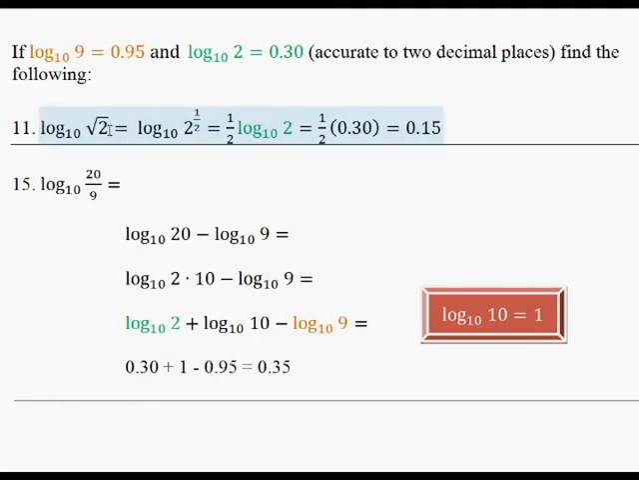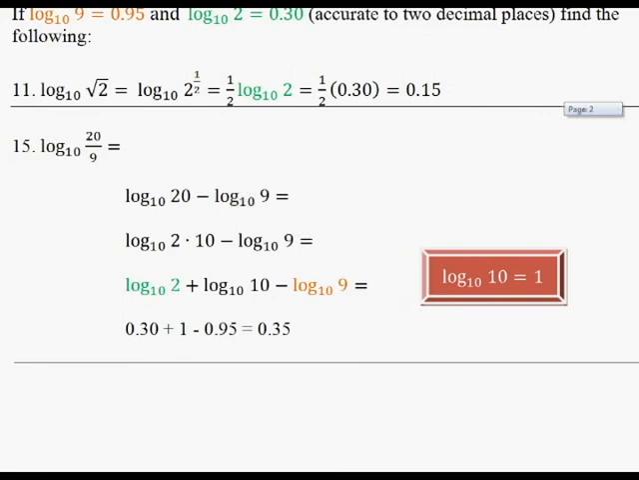So all I did first was take root 2 and write it in exponential form, which is 2 to the 1/2 power. Then I used the power law of logs and brought the 1/2 out front, multiplying it by the log base 10 of 2. Well, log base 10 of 2 was given to us as 0.30. So all I did was substitute in 0.30 right up here for log base 10 of 2, and we're taking half of 0.30, which is 0.15.